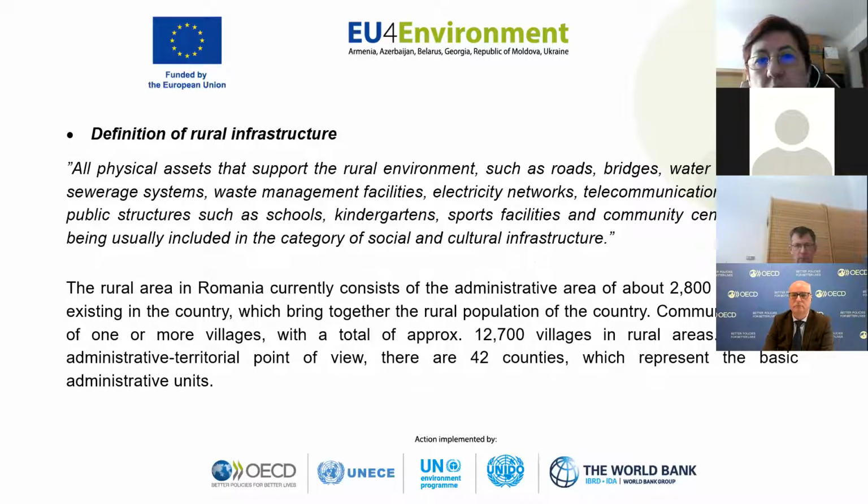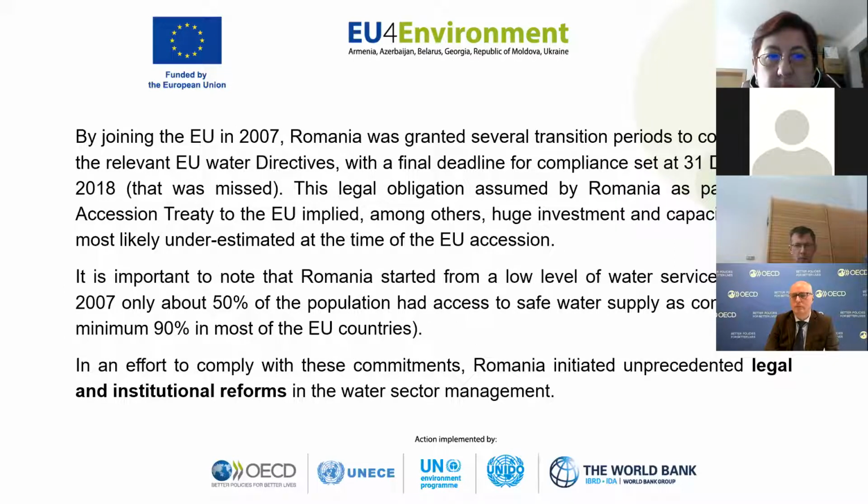When we talk about rural infrastructure, we include all the physical assets that support the rural environment, including roads, bridges, water supply and sewage systems, waste management facilities, electricity networks, and telecommunication. But we also include in rural infrastructure the social and cultural infrastructure such as schools, kindergartens, sports facilities, or community centers. As I already mentioned, we have a lot of rural localities, from communes to villages, that are spread over the 41 counties plus Bucharest.